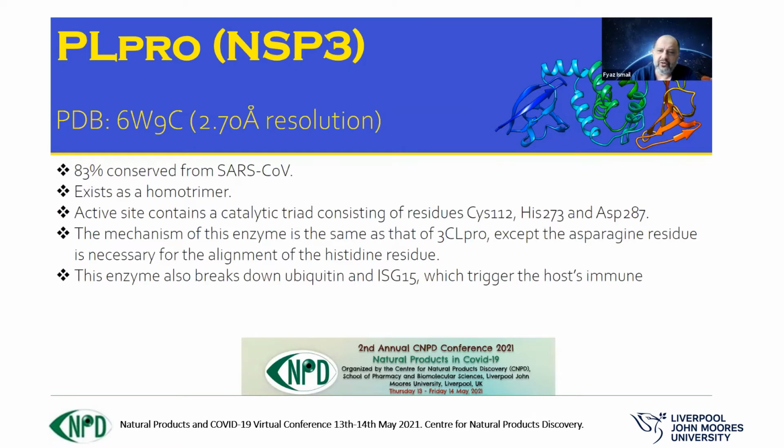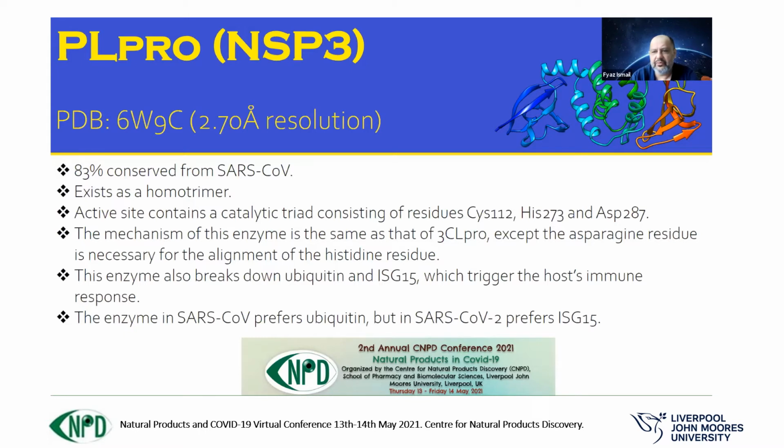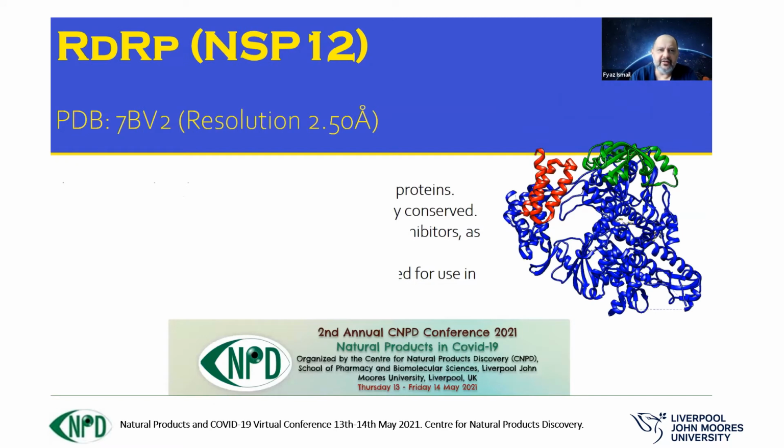The enzyme also breaks down ubiquitin and ISG15, which triggers the host immune response, which we've heard about in terms of the cytokine storm. In SARS-CoV, this enzyme prefers ubiquitin, but in SARS-CoV-2, it prefers a different substrate. So we were particularly interested in deciding which one of these we were going to target.